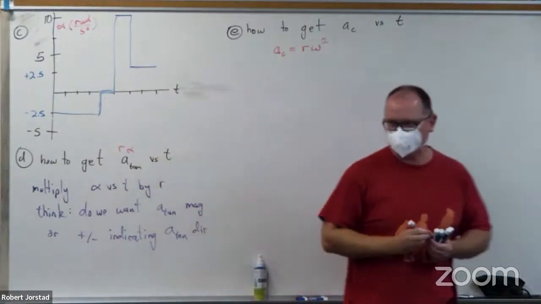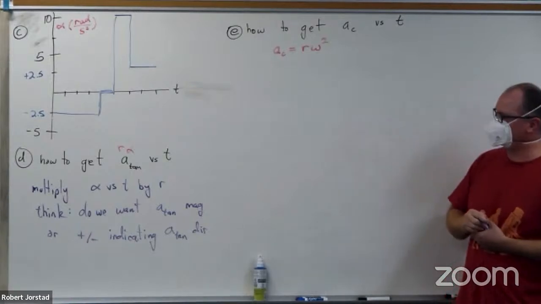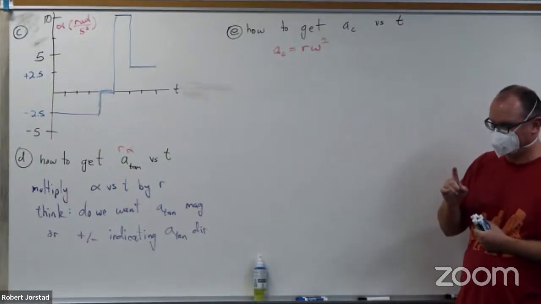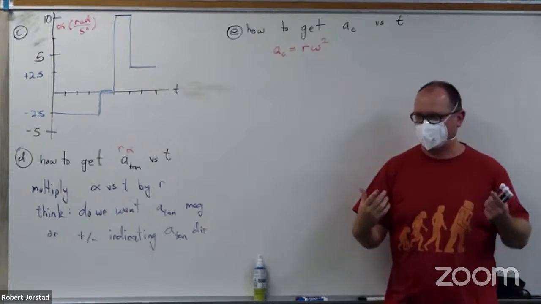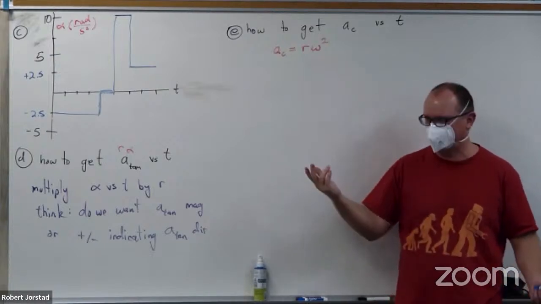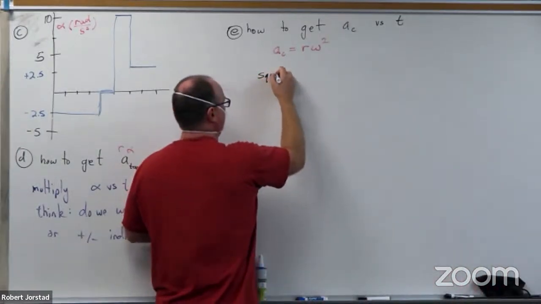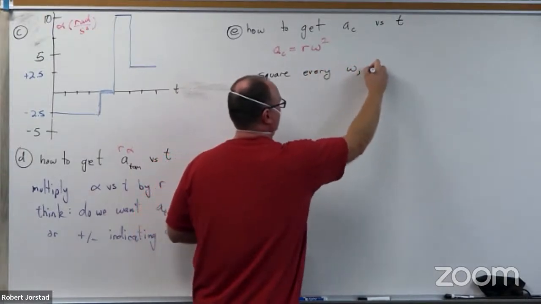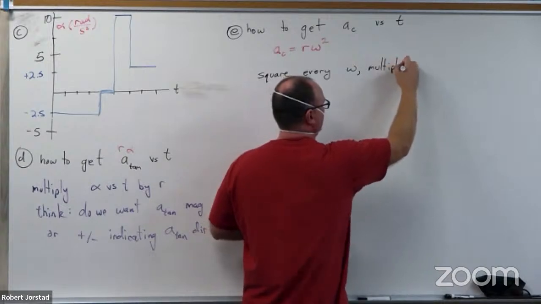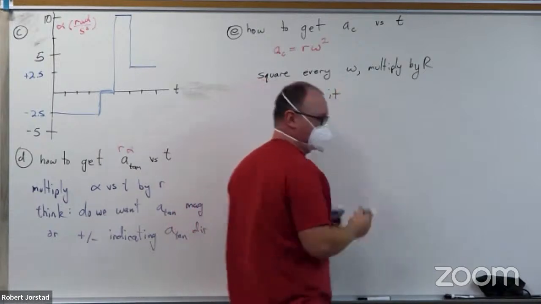Do we have a plot of omega versus time? Yes. So what will we have to do to that plot? Square every number on that plot. And wouldn't it be a lot easier to do this in Excel and just make a column of data and just square it and multiply by R? So we could square every omega and multiply by R, and plot. Now, I have done this for you.